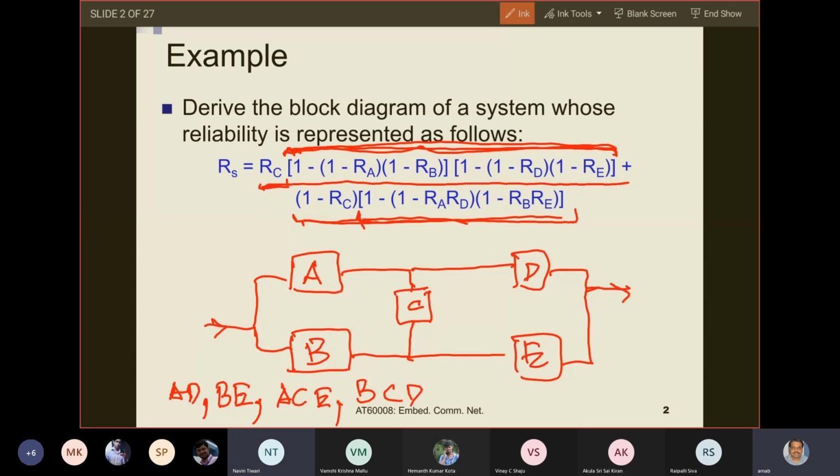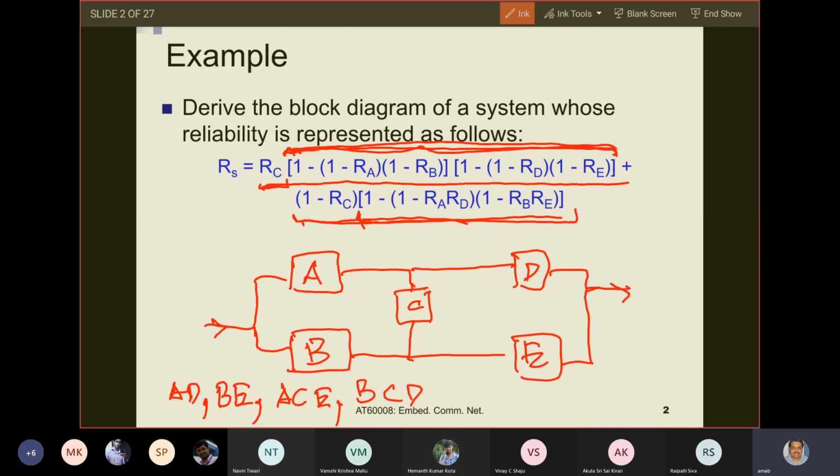Okay, if this is so, then what will be the upper bound on reliability of this system? Can you just quickly do it and tell me? Then I will write it. Okay.